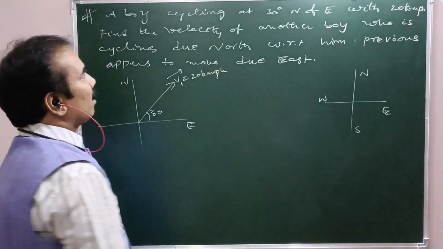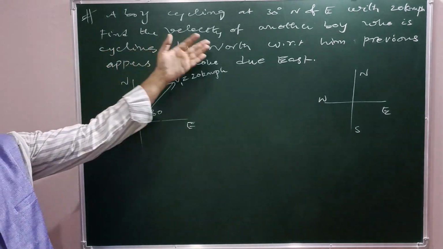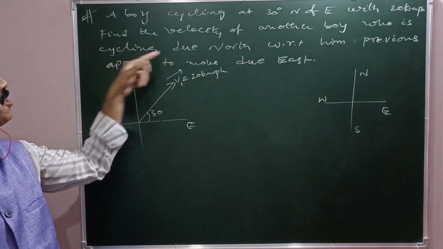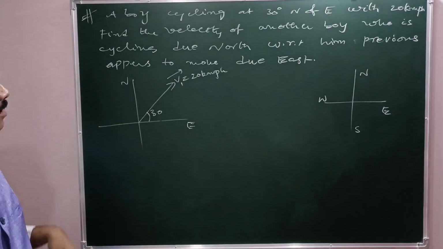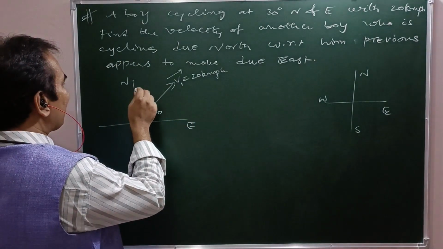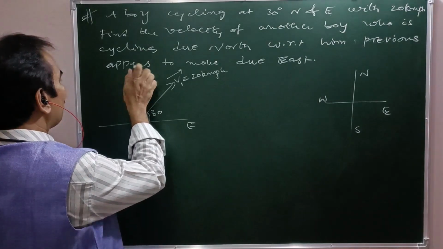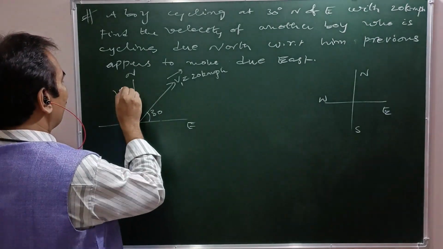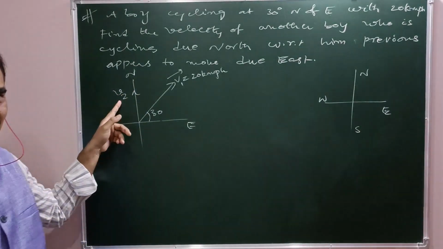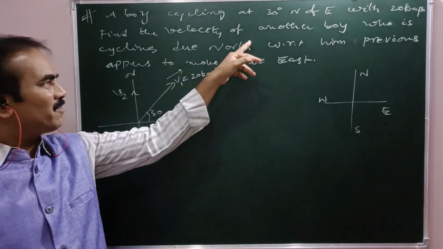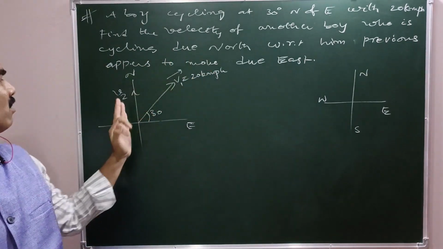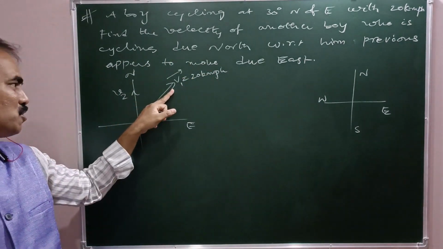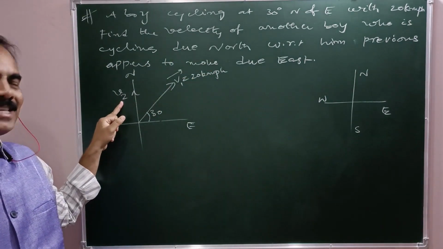Right? Now find the velocity of another boy who is cycling due north. Here one more boy is also there, who is also cycling due north. Due north means like that. See, this is north. So this is V2. V2 means the velocity of the other boy. So what is the direction of motion of the other boy? He is cycling due north. So this is the velocity of the first boy, and this is the velocity of the second boy.